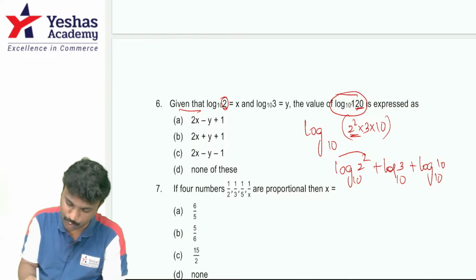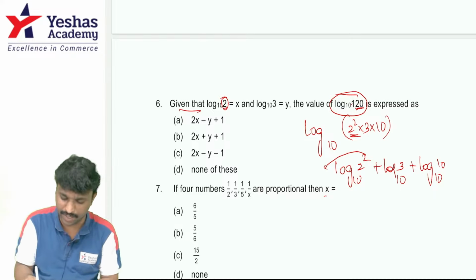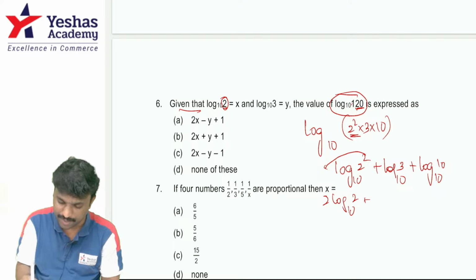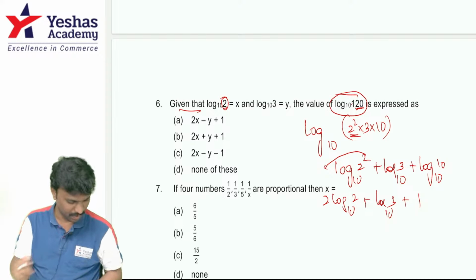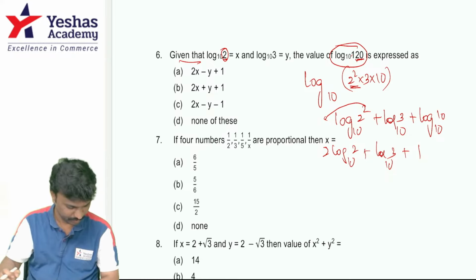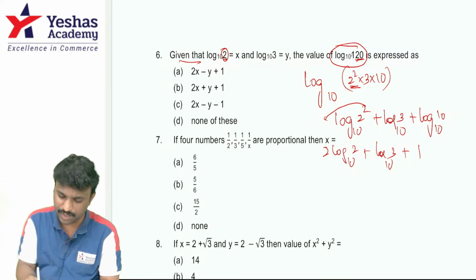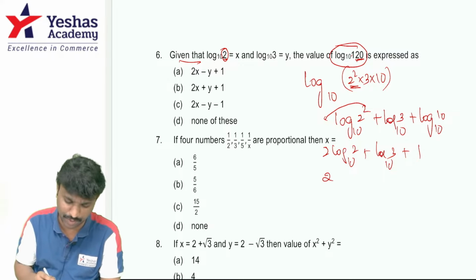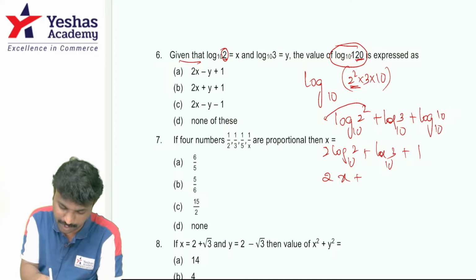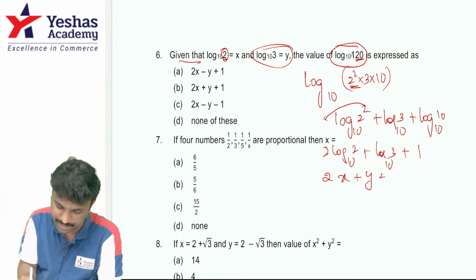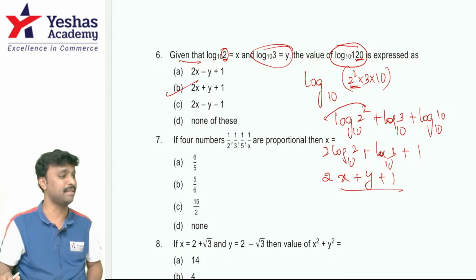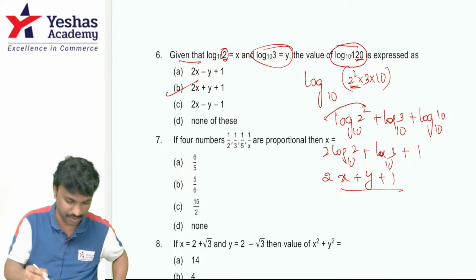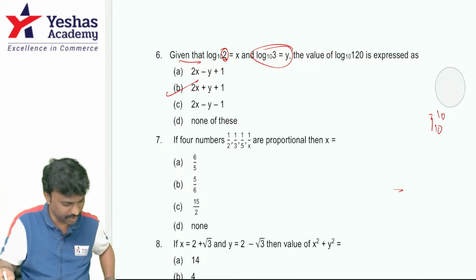Now, the power associated within the log becomes a multiplier. It is 2 log 2 to the base 10 plus log 3 to the base 10 plus log 10 to the base 10 is what? It is 1. Now, what is it? Log 2 to the base 10 is x. Log 3 to the base 10 is y. Plus 1. So it is 2x plus y plus 1, and option B is the right answer. Have you all understood? Moving on to the next question.